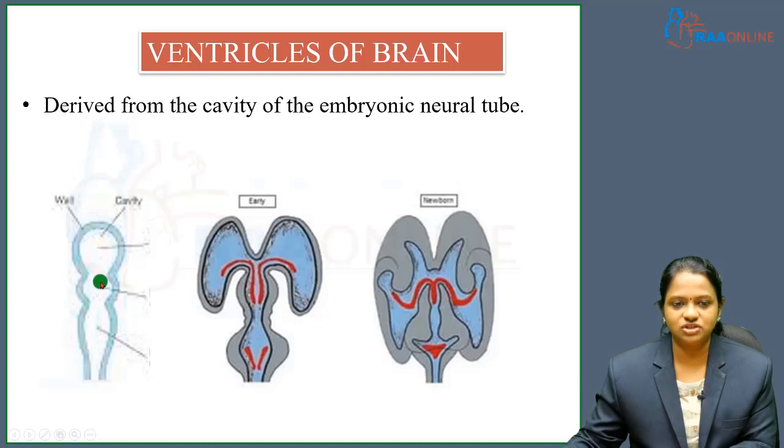Initially, the cavity of the neural tube is a single simple tube. As the brain vesicles develop and assume different shapes, the cavity inside different parts of the brain assume different shapes and they are named differently. Though they are named differently, they are part of a single cavity. So, they are in communication with each other.